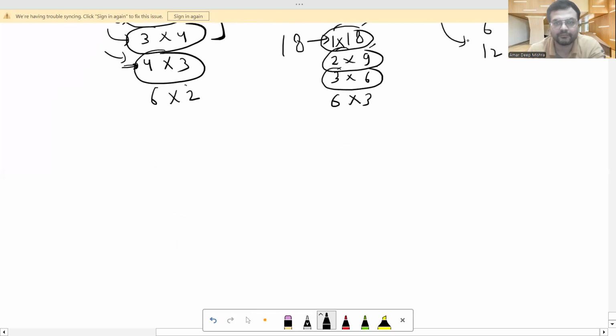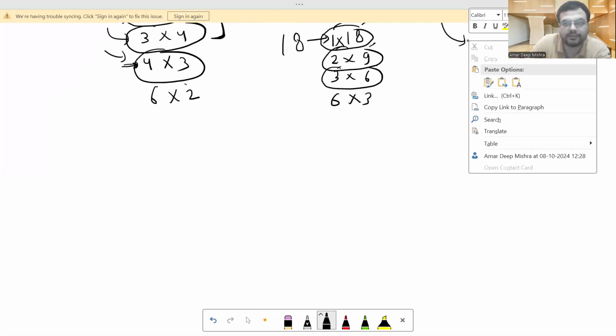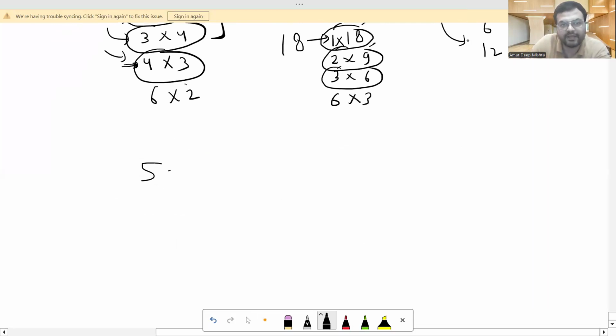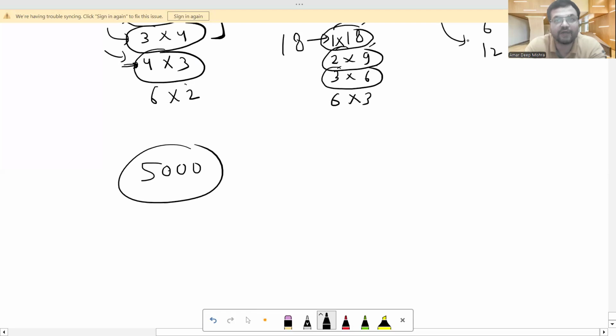Okay. So suppose we have a number, let's say 5,000. You have to tell me how many factors 5,000 has in total. So what you have to figure out is the total number of factors for 5,000. Okay. Now we cannot count all the factors on fingers. It will be a very cumbersome and very time consuming process.